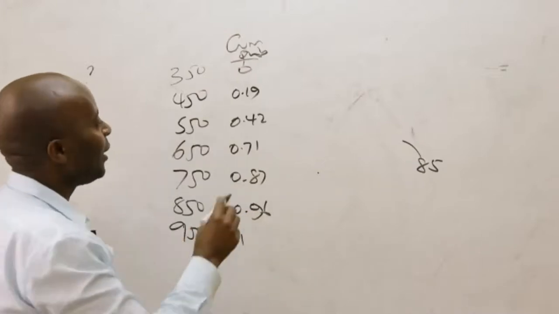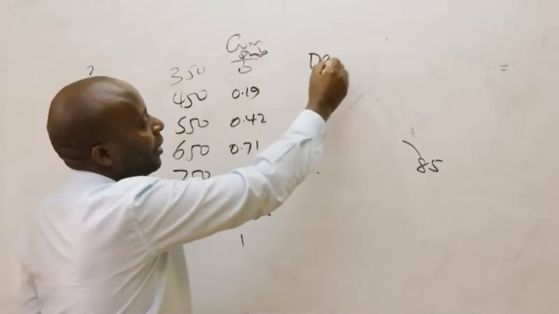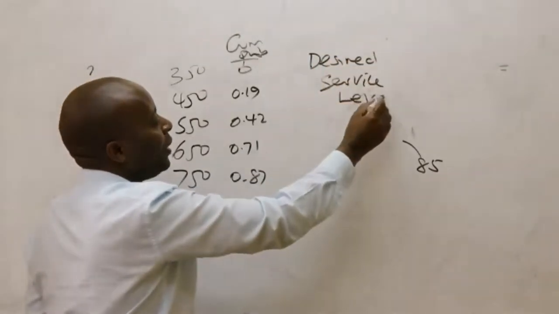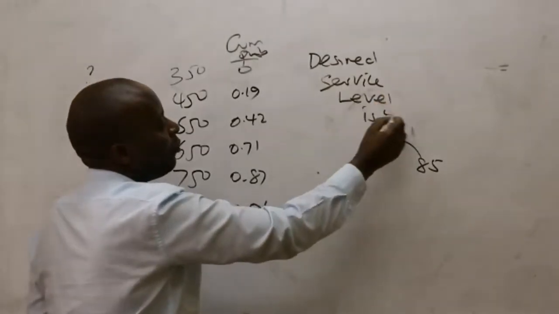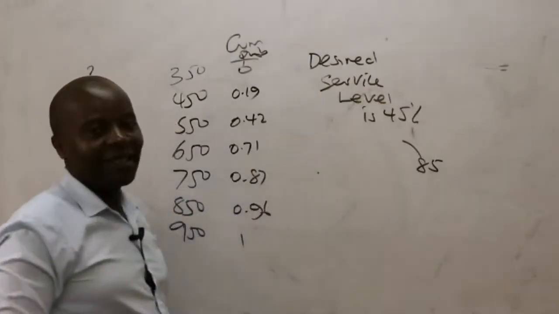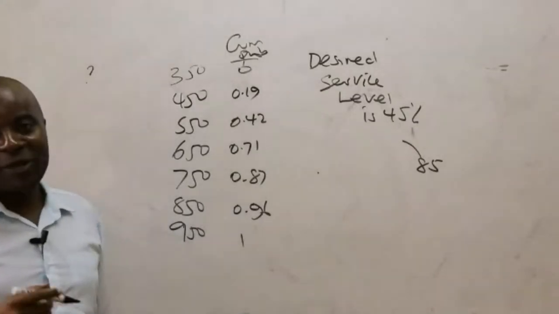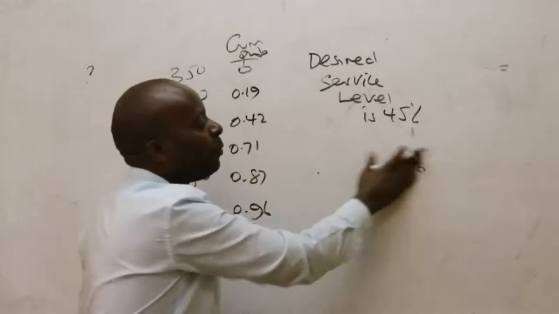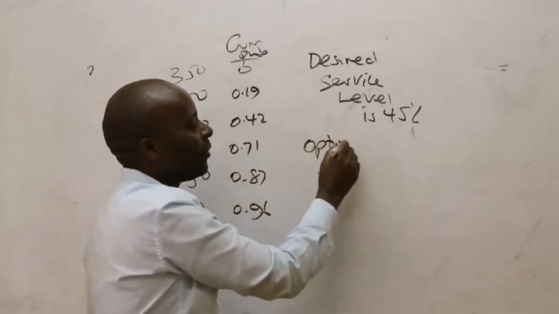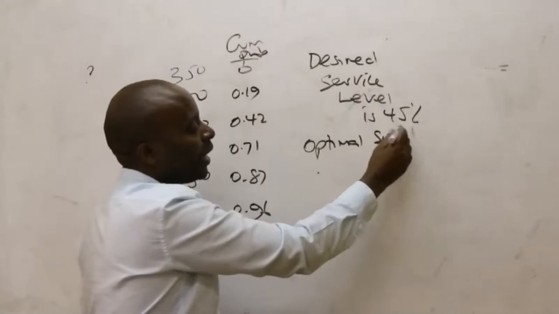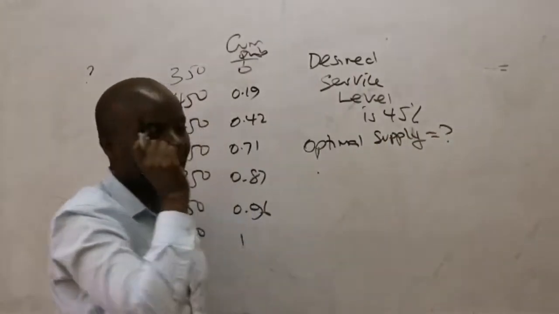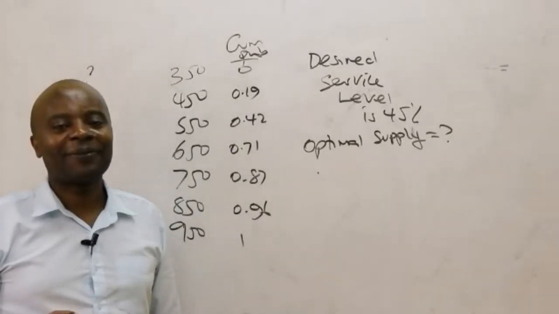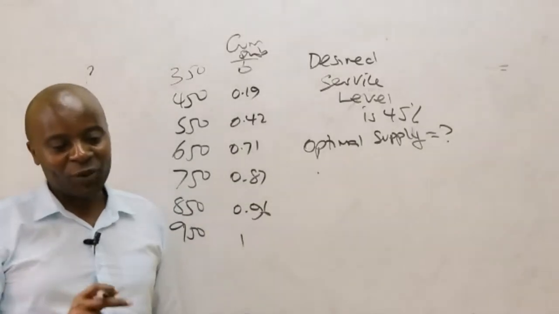Now, what if our desired service level is 45%? Just somewhere there in your rough work. Then what will be the optimal supply? Let's see who will be the first one to get this.